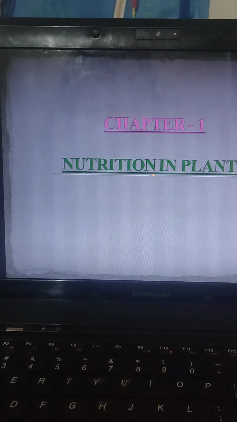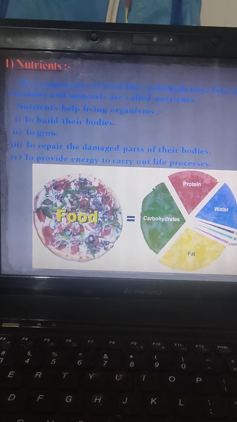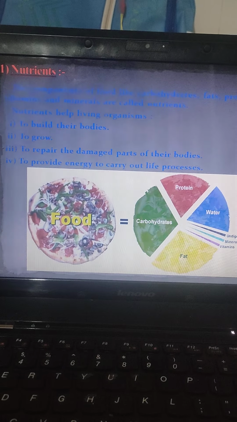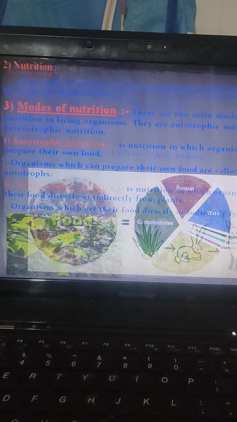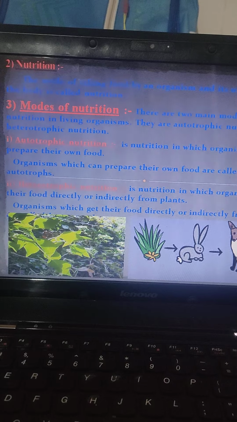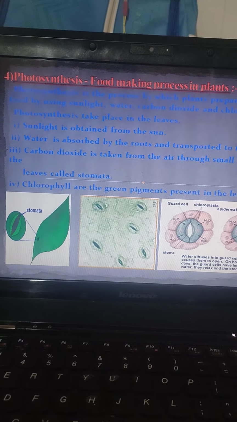Okay, students, after reading this chapter, you must be able to define nutrition. You must have the knowledge of nutrients, how many types of nutrients are required in our diet. You must know the modes of nutrition, autotrophic mode of nutrition, heterotrophic mode of nutrition.